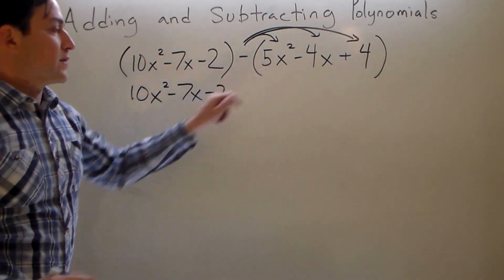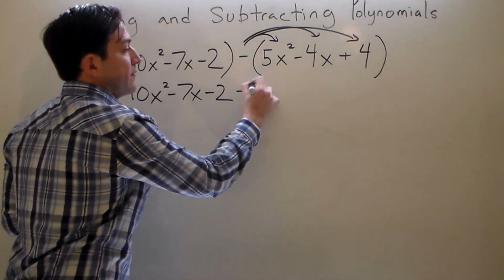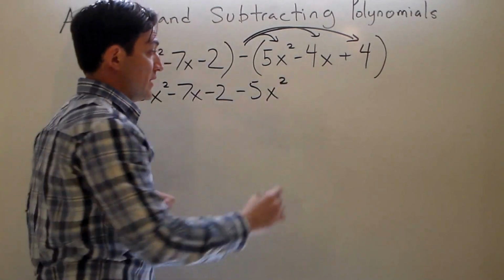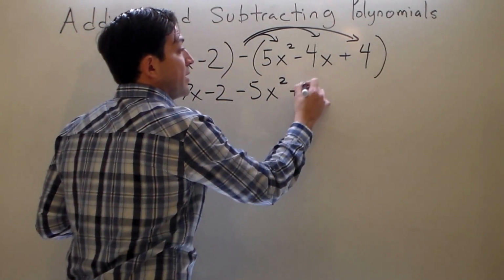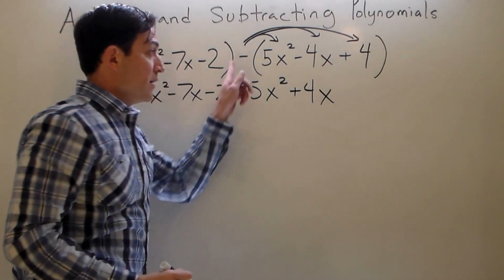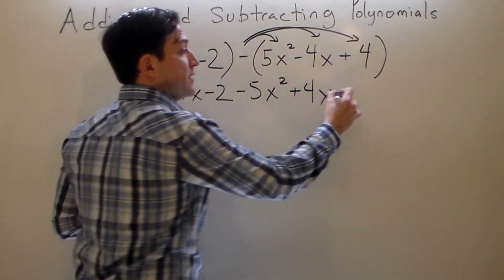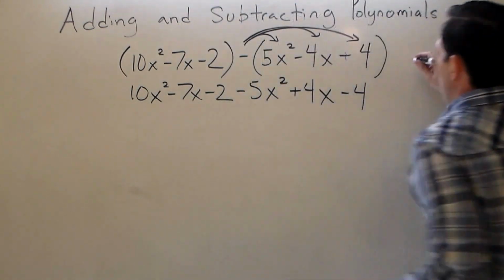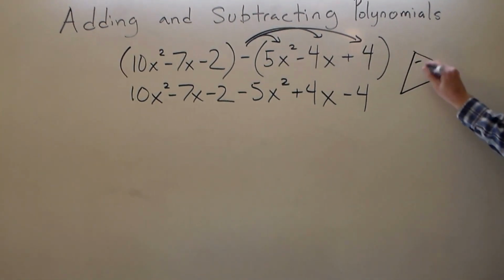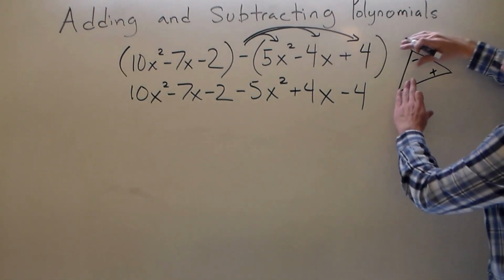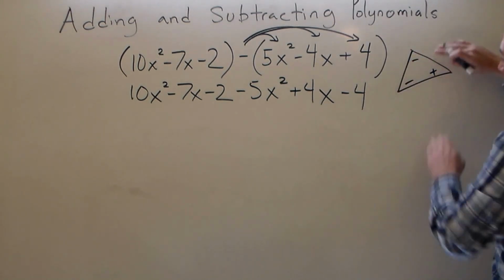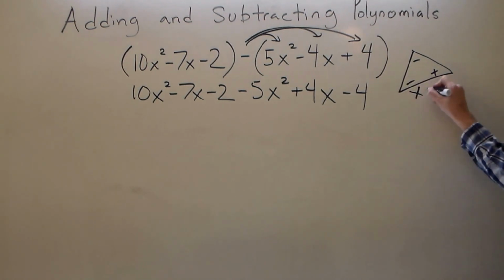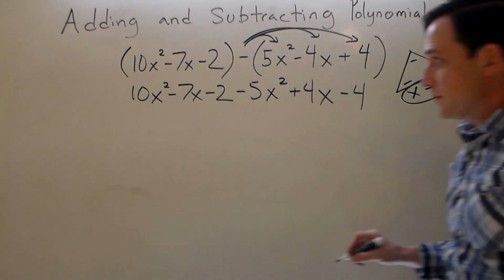Right here, this negative is going to distribute in, so I'm going to have a negative 5x squared. Negative times a negative is a positive. So right here I have positive 4x, and a negative times a positive is just a negative. If you're having problems remembering that, we always have that triangle that we can use. I use it a lot. So negative times a negative is a positive. A negative times a positive is going to result in a negative. And this only works for multiplication and division.